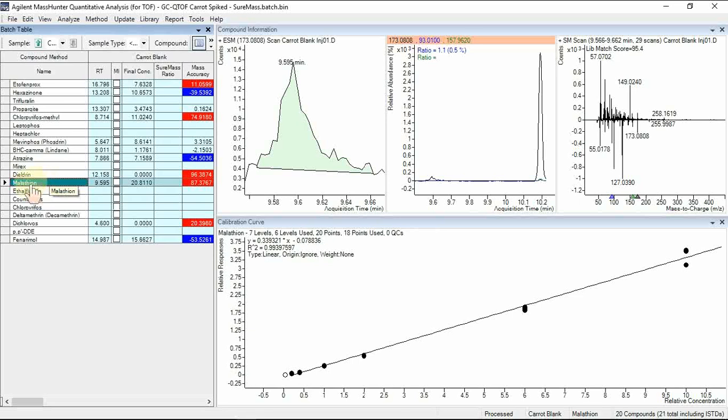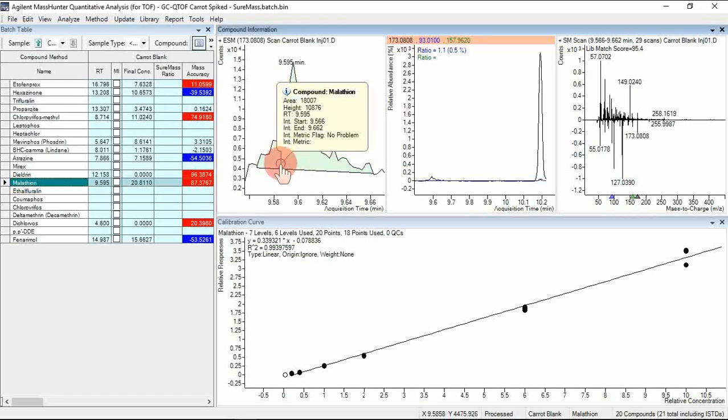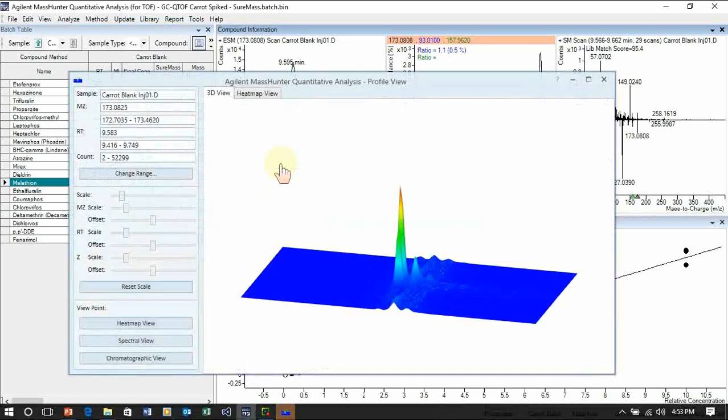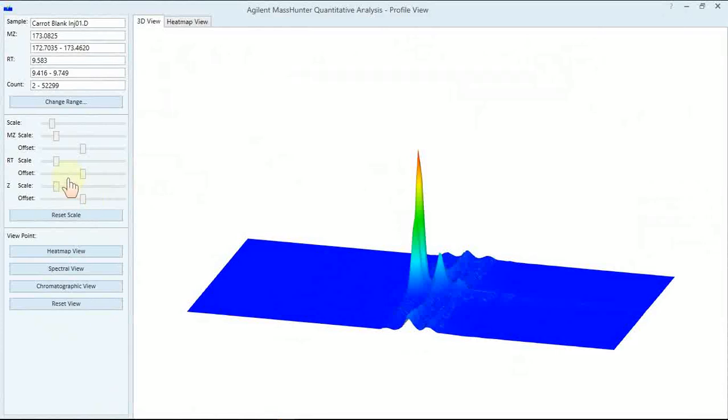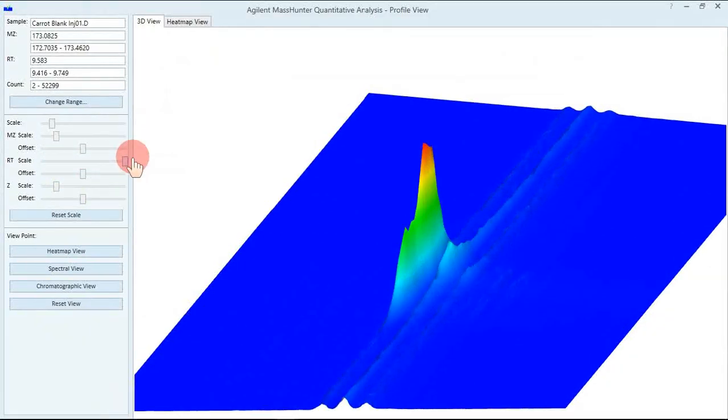Let me show you a trick to look at malathion from a 3-dimensional point of view and ask, maybe there is an interference here which is affecting the assignment of a mass. So if I hold down the control key and double-click on that peak, you will see a 3D presentation. And if I expand the retention time scale, this scale here, you can see that there is a shoulder to that peak. It's certainly not Gaussian, and that could explain the mass assignment.